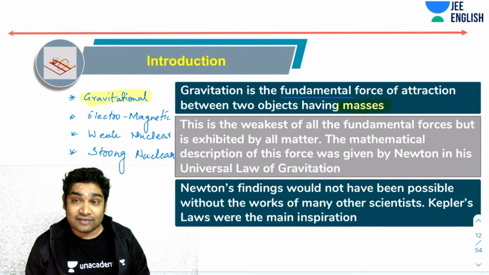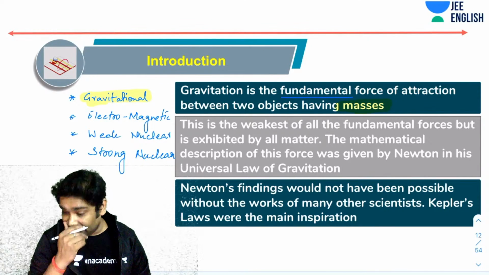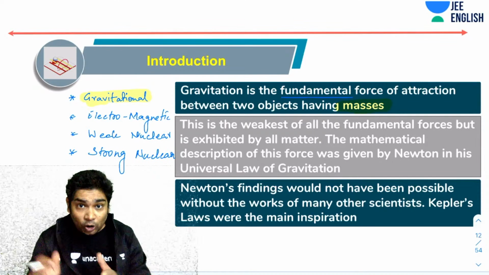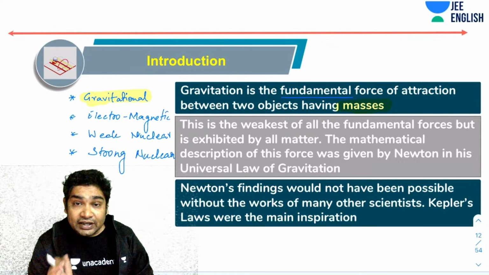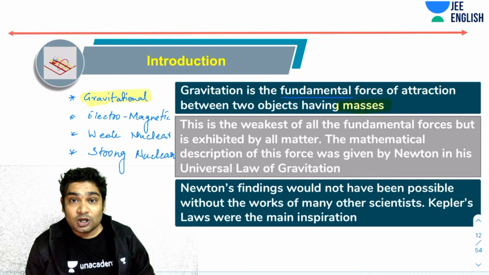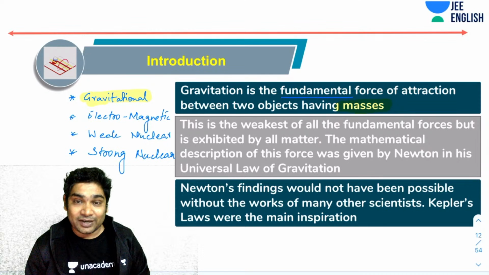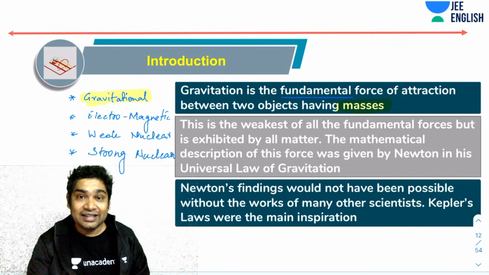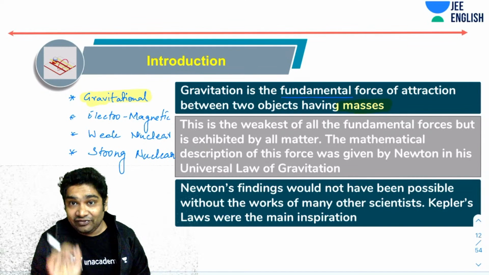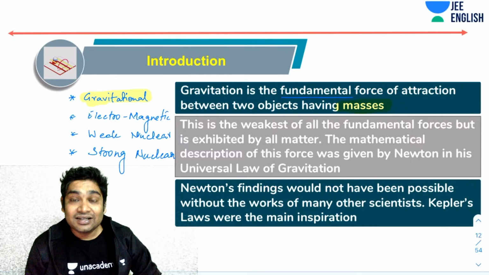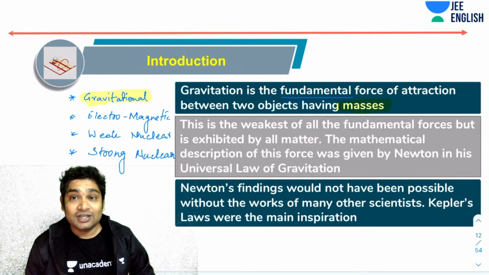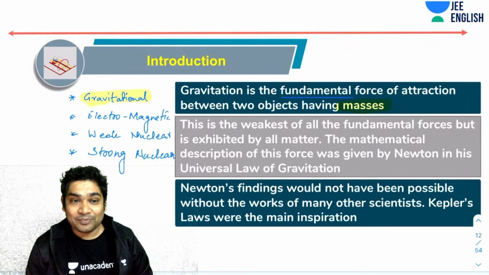As I said, this is a fundamental force of attraction between two objects having mass. Now, out of all these four forces, it is the weakest of all. The strongest is the strong nuclear, then electromagnetic, then weak nuclear, and the gravitational force is in fact the weakest of the fundamental forces.